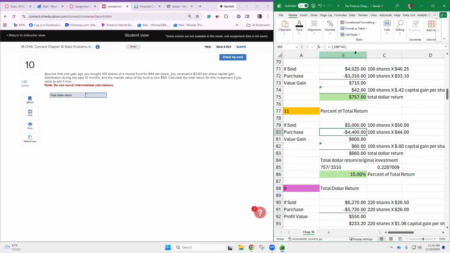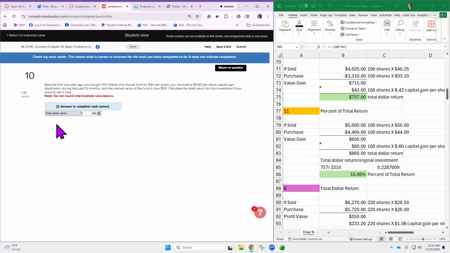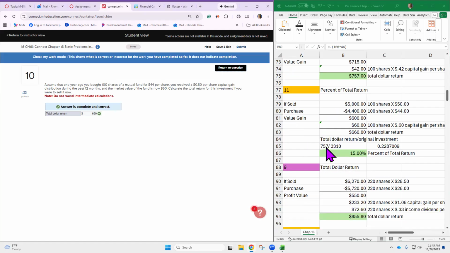So if you sold it, you'd have a gain from the sale of your shares of $600 plus the $60 that you got from the capital gains, right? So all in all, for that particular year, you just made $660 more. That's the total dollar return. Now I'm going to take this one step further because you may get a problem where you have to do the total dollar return and then the total return as a percentage. So here's how it would work.